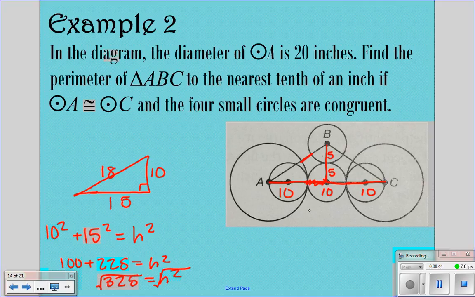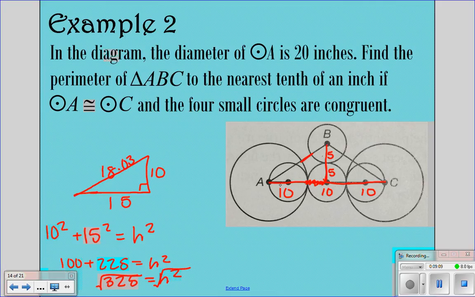And so now we can find the perimeter of our triangle. And it says to the nearest tenth. So I'm going to go ahead and round this. It's going to be 18.03. So that I'm not going to end up with a whole number, because it asked me to round to the nearest tenth of an inch. So I don't want to estimate here. I'm going to make it a little bit more precise.